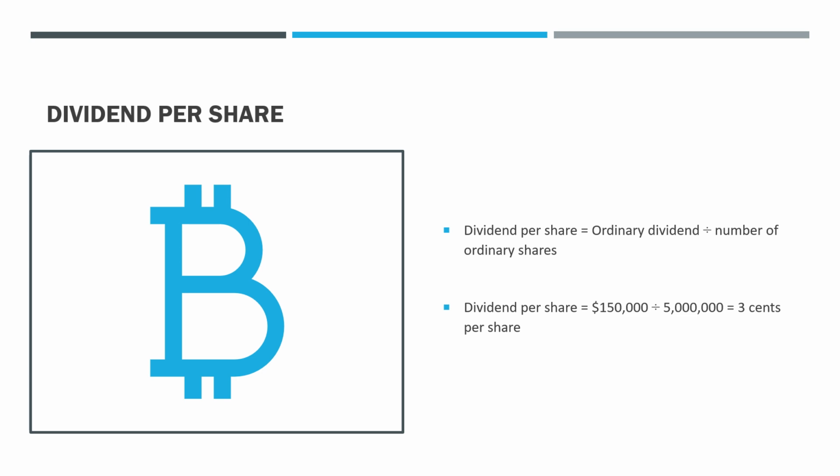Since the ordinary dividend is $150,000 and there are 5 million ordinary shares of common stock, therefore we will divide $150,000 with 5 million to arrive at a figure of 3 cents per share. That will be the dividend per share.